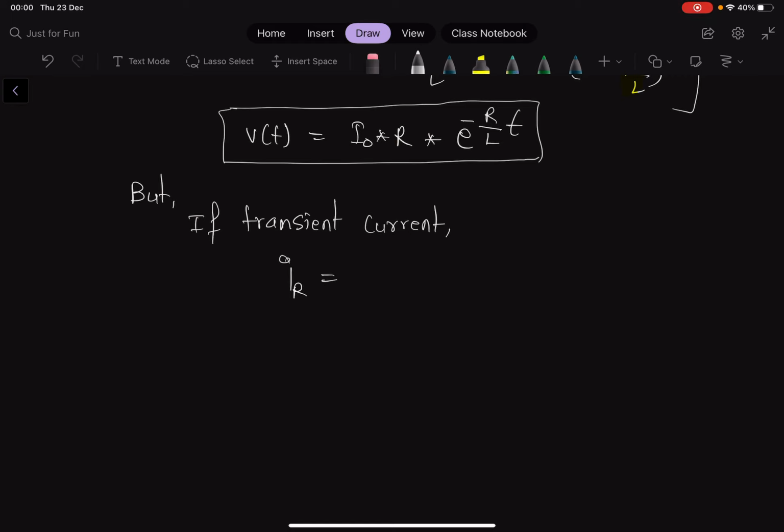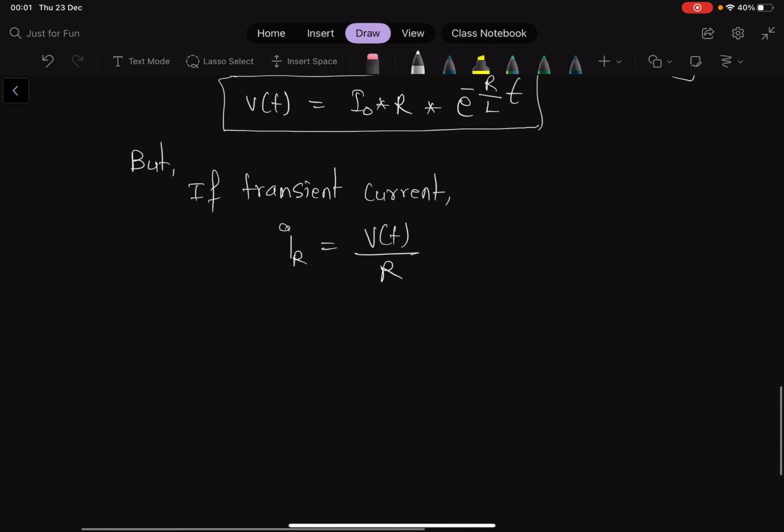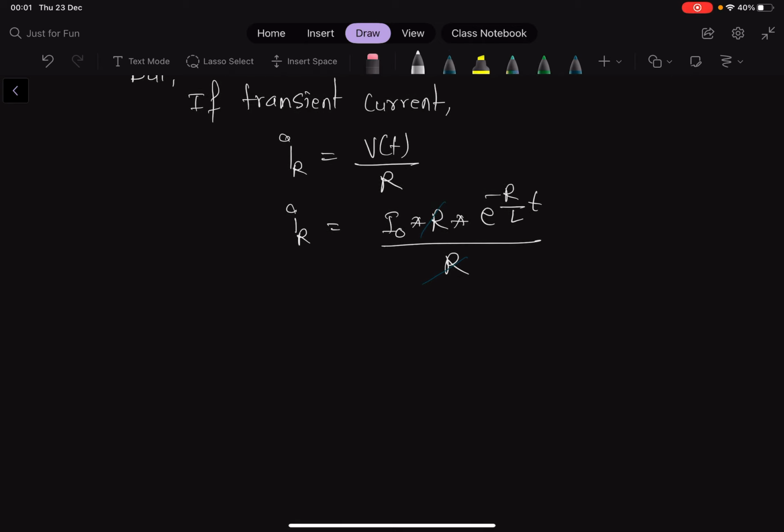then IR is simply V(t) divided by R. So whatever we have found for V(t), we can put that expression there. So it's going to be I naught times R, times e to the power minus R over L t, divided by R. And then we can see that R and R will cancel. And we are going to get IR equals I naught e to the power minus R over L t. That is our other expression.